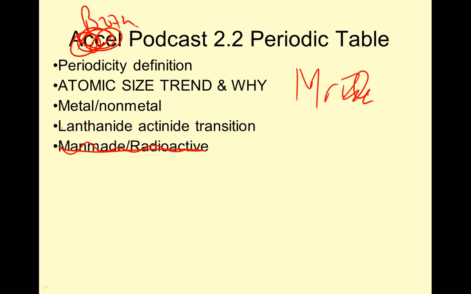For the periodic table, we're going to learn about periodicity, the definition of it. We're going to figure out the trend for atomic size and why. We're going to locate metals and nonmetals, and we're going to find lanthanide metals, actinide metals, and transition metals. So let's go ahead and get started.